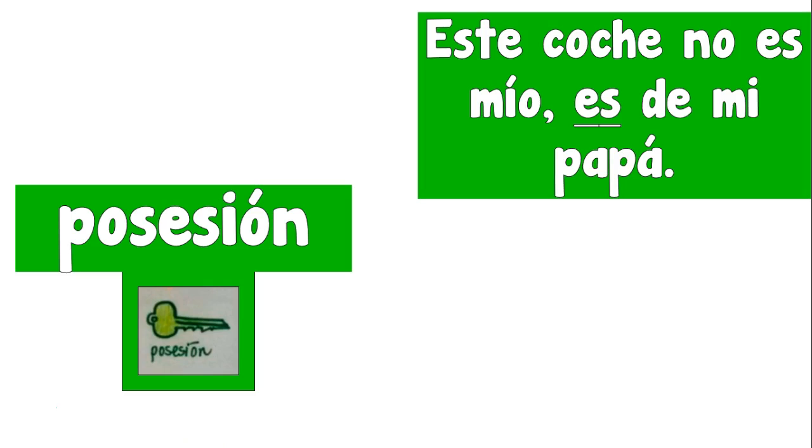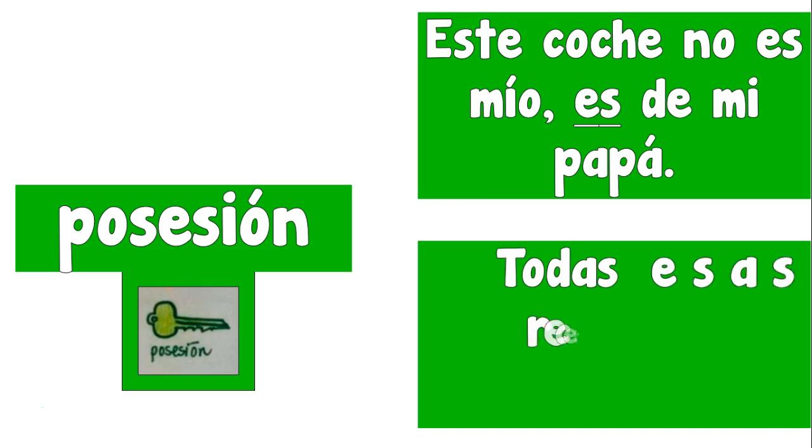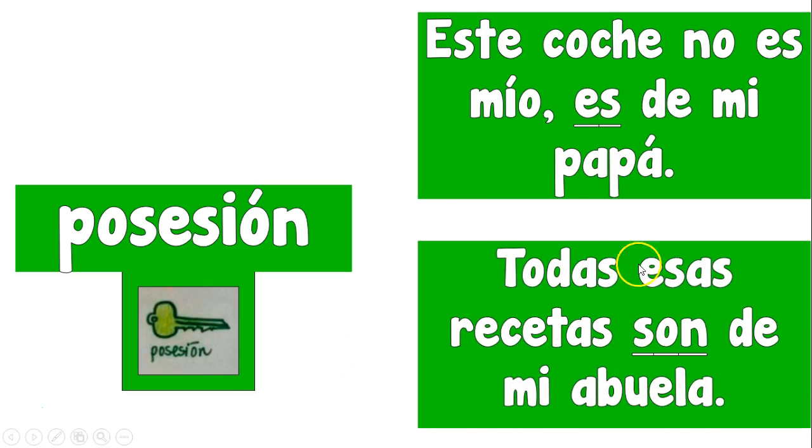Now, somebody might argue that you could steal it, but at the end of the day, it is still the person that originally possessed it. And you can't change that. We cannot change the original owner of anything, and so therefore it's considered permanent. Todas esas recetas son de mi abuela. All of these recipes are my grandma's. Again, remember that we use the de construction when we're talking about the apostrophe S, and we cannot change who the original owner is.